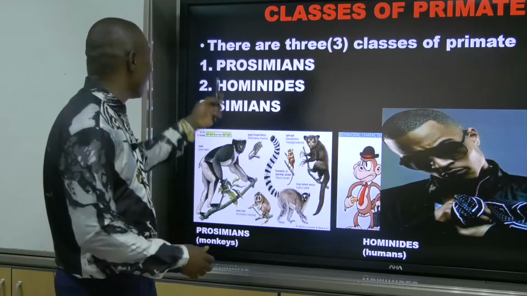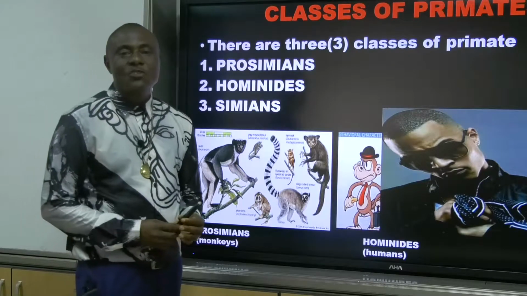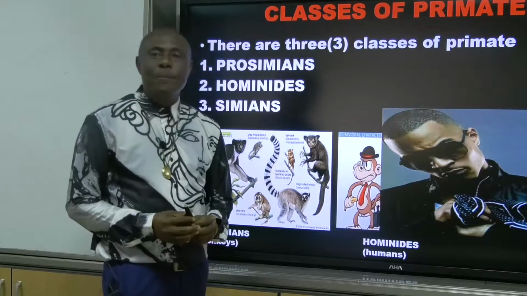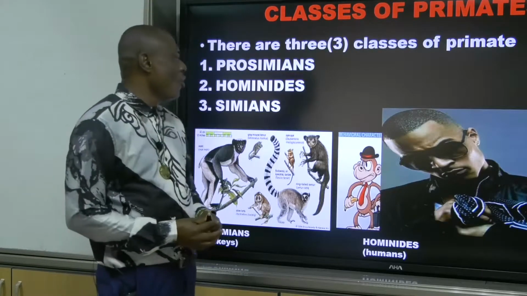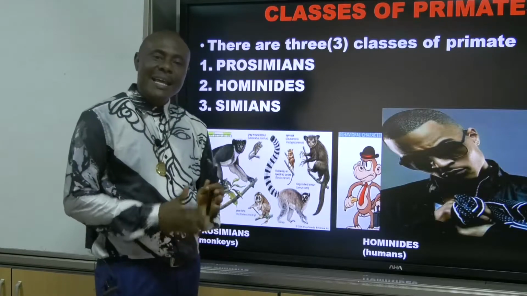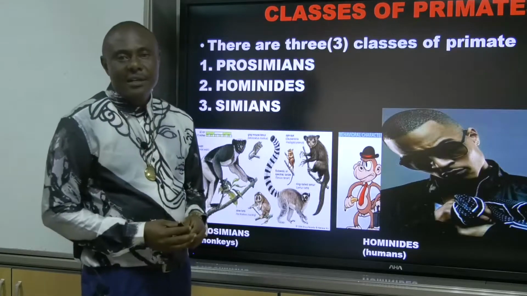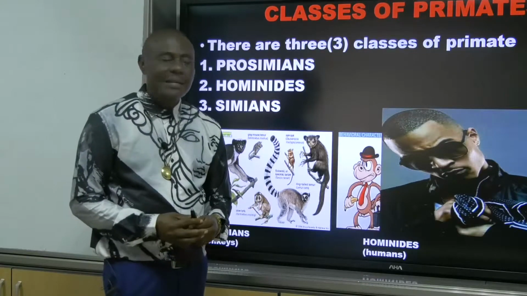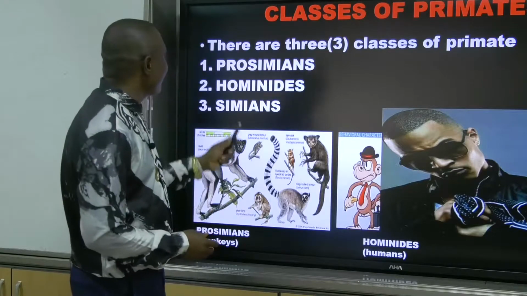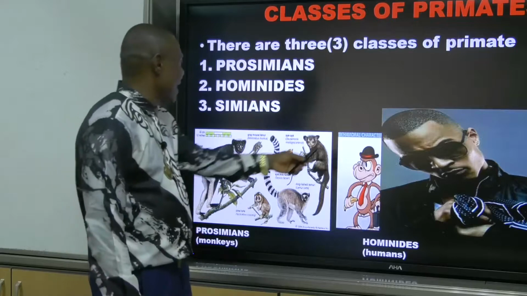We also have the hominids. The hominids is the class of man, a more developed primate with a highly developed brain, and that is the hominids. They also have the simians, which is the intermediate between the man and the monkeys, just like the gorillas. So all these are the classes of primates. Let us proceed.